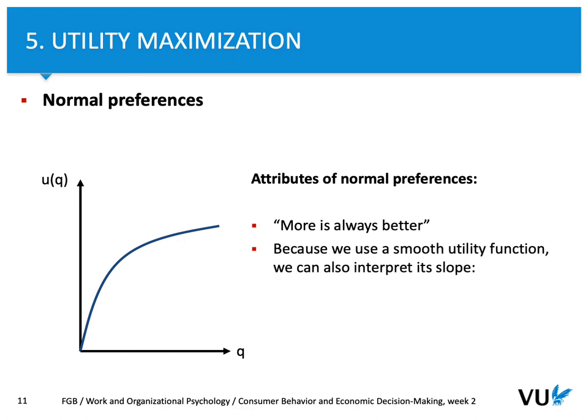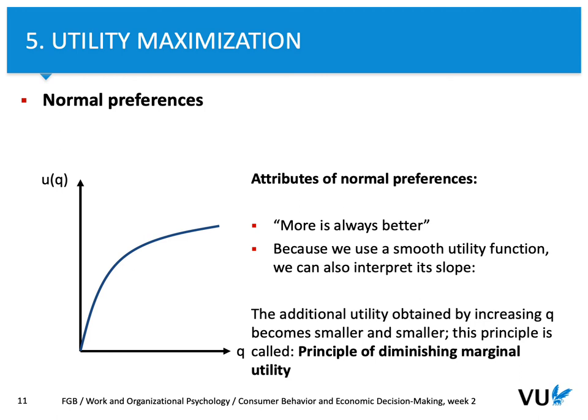Because in this case we use a smooth utility function, we can also interpret the slope: the additional utility obtained by increasing the Q, so in this case goods or values, becomes smaller and smaller. This is a principle called diminishing marginal utility. As you will see later, it's a really important element of prospect theory. So it's really important to remember thus diminishing marginal utility.